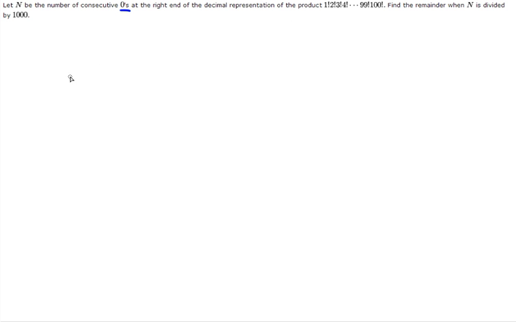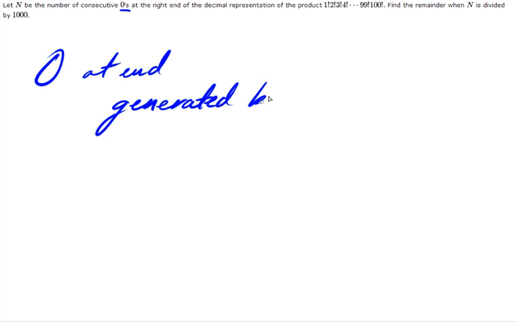So the thing to recall about these sorts of problems is that a 0 at the end of any number is generated by a factor pair, a pair of 2 times 5. Why is this? Well, any 0 at the end of any number is equivalent to multiplication by 10. So for there to be a 0 at the end of a number, there must be a factor pair of 2 and 5 in the prime factorization of that number, since the prime factorization of 10 is 2 times 5.